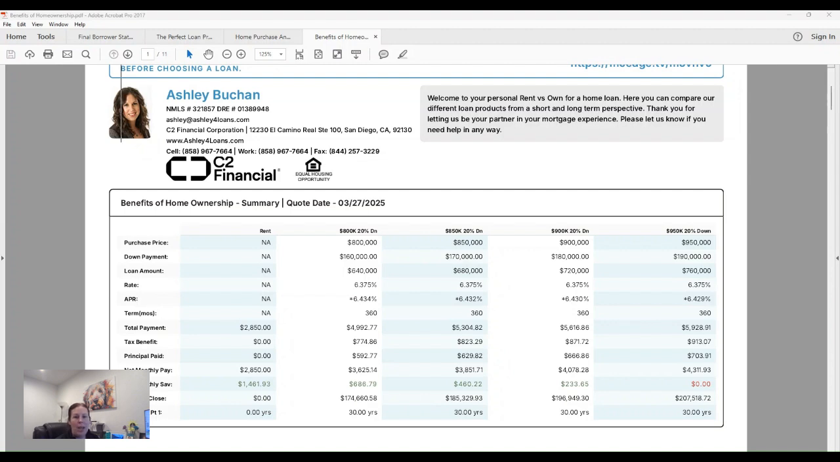20% down. Here you can see the amount of down payment, which is 20%, and then the loan amount, interest rate 6.375, APR, which just rolls the closing costs into the rate. And then you can see the total monthly payment, principal, interest, taxes, and insurance. There's no HOA in this scenario. I've got a tax benefit based on a 22% tax bracket. And then I've got the total funds needed to close, which includes the down payment and the closing costs and the impounds and everything else.